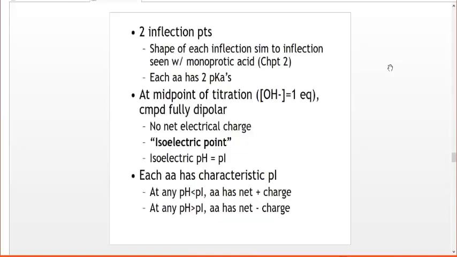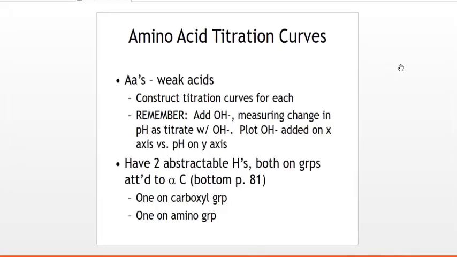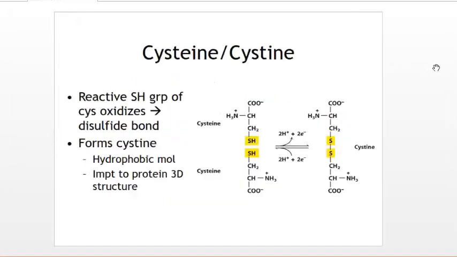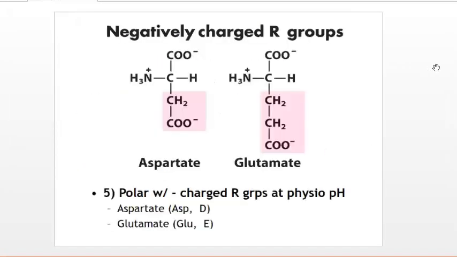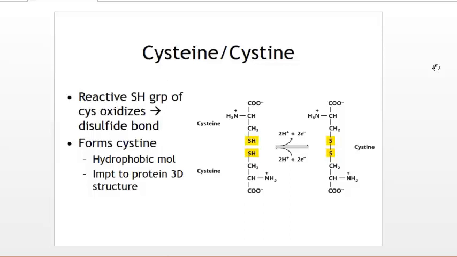So आज chapter start कर रहे हैं about the amino acid titration curve. Okay. So why we are talking about the amino acid titration curve? Because there are various amino acids. We have already discussed about the amino acid, various type of amino acid, their role.